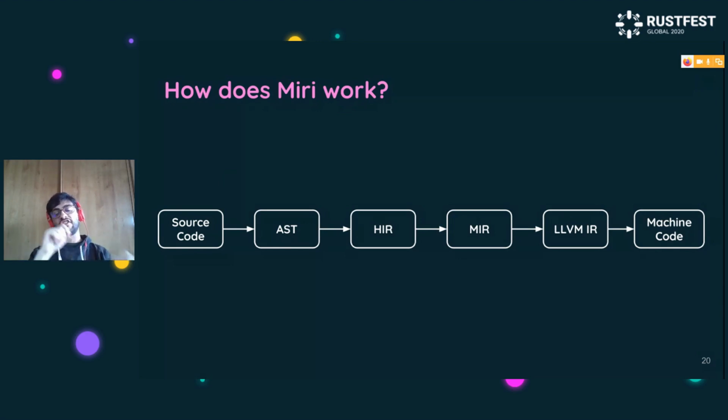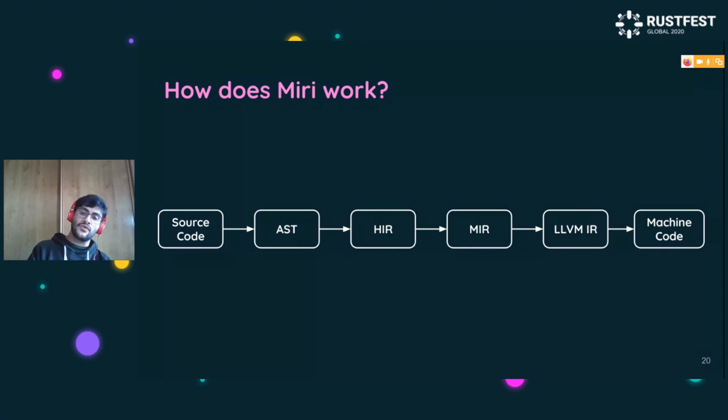Then this AST is transformed and processed to produce a high-level intermediate representation, or HIR. This stage is where most of the type inference happens, so a lot of types are inferred here. Then this HIR is lowered to another intermediate representation, a mid-level intermediate representation, MIR. Here is where most of the borrow checking happens. In the MIR is also when the compiler does some optimizations on your code.